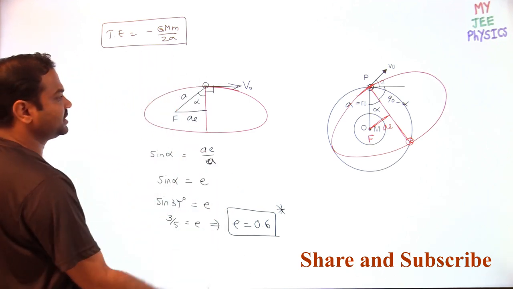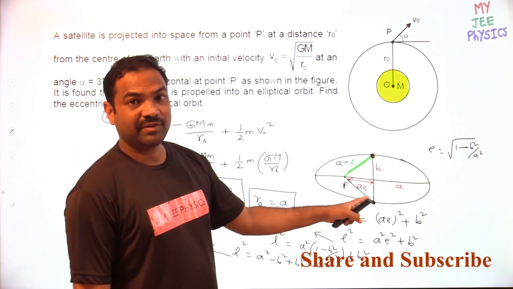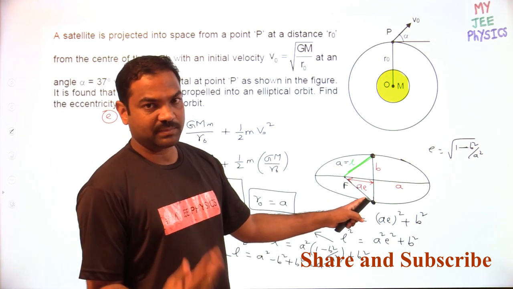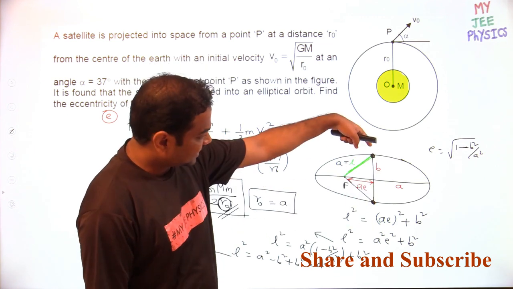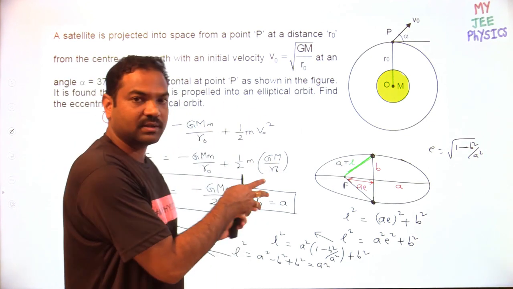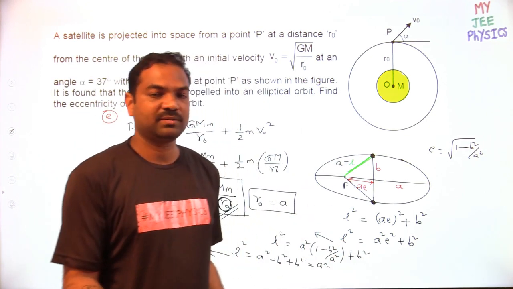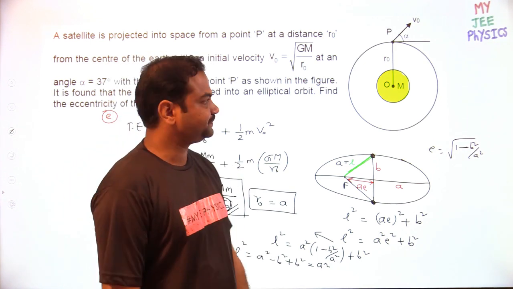So this entire question is solved with what idea? This idea is important: whenever a particle, satellite or planet is at the extreme of the semi-minor axis, it is at a distance of the semi-major axis from the focus. So please write it down at one place or remember it, so that in questions this logic will help you a lot.